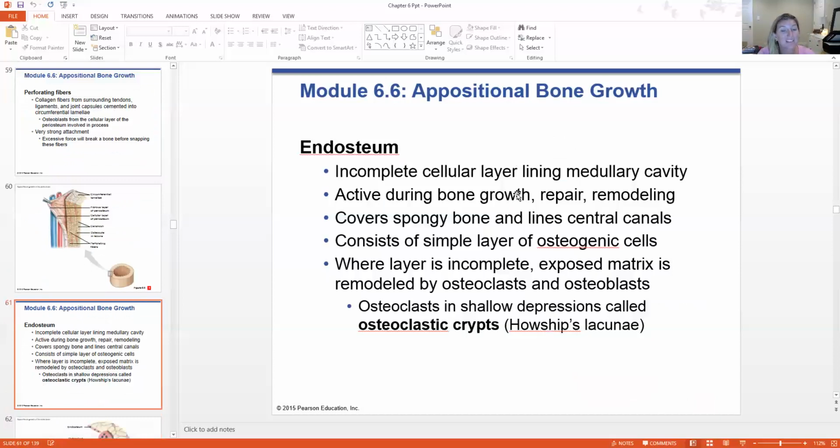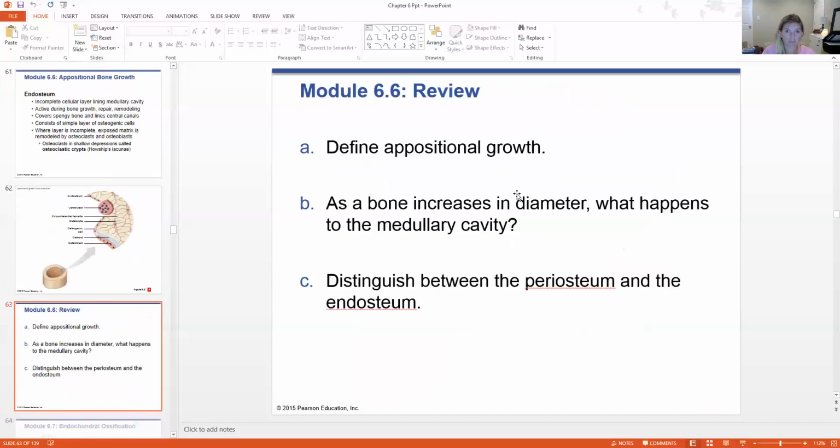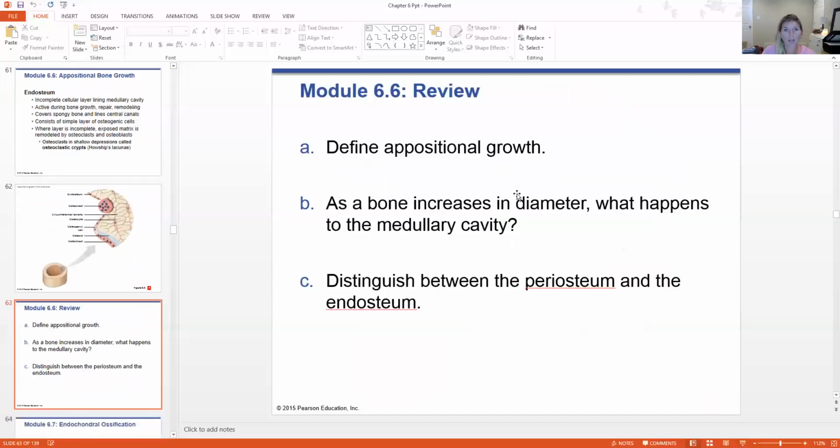The endosteum is an incomplete layer to the medullary cavity. So it's an inner covering, but it's not complete. It's kind of a patchwork covering. This is very active during bone growth and repair as well as remodeling. So as the bone is getting bigger or changing in shape, maybe from different stresses, the endosteum is there. It's covering the spongy bone, lining the central canal, has many osteogenic cells there. And where the layer is incomplete, the exposed matrix has osteoclasts and osteoblasts there, which will help form little pockets or deposit more calcium, again, depending on your body's needs. So you can pause the video and go back and review.